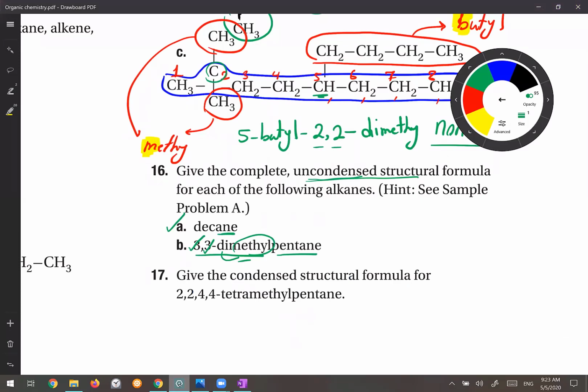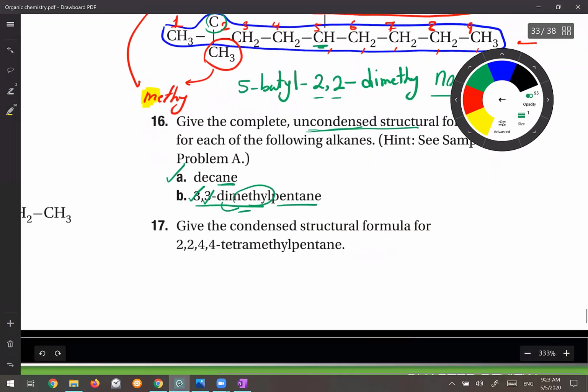Okay, so let's go to question number 17. It says give the condensed structure formula for the following. So the same question, but this time it needs us to draw the condensed structure formula. So in the condensed structure formula, we don't show the bond between the carbon and hydrogen. The first one is 2,2,4,4-tetramethylpentane.